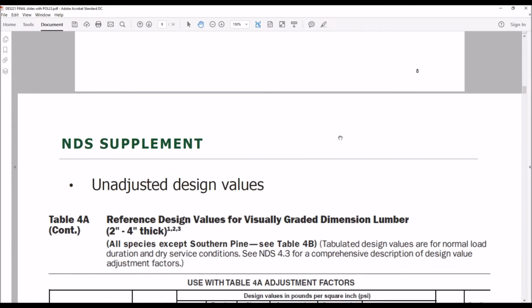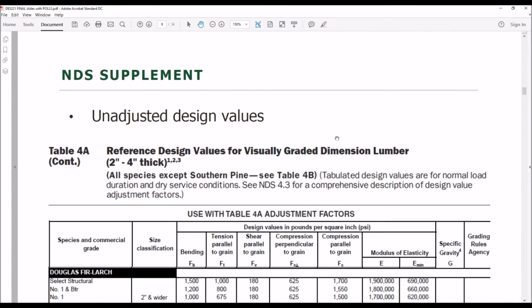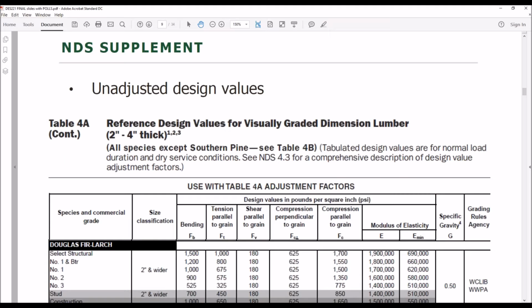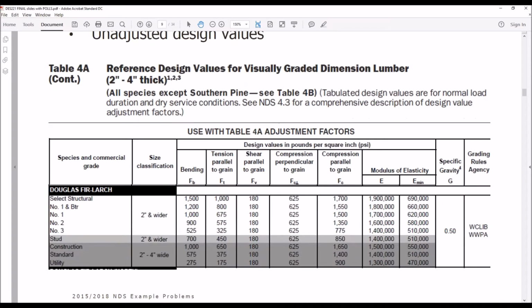So when we go into the NDS and we start designing with solid sawn lumber, for this example, we're going to be designing with Douglas fir-larch. We start with the NDS supplement, which provides unadjusted design values for a variety of different species of lumber. For this example, we need to go to Table 4A, which is the reference design values for visually graded lumber that's 2 to 4 inches thick. So that's nominal 2x material and nominal 4x material.